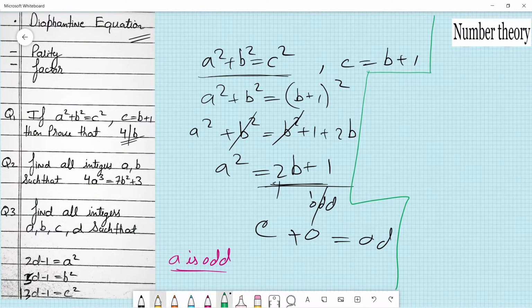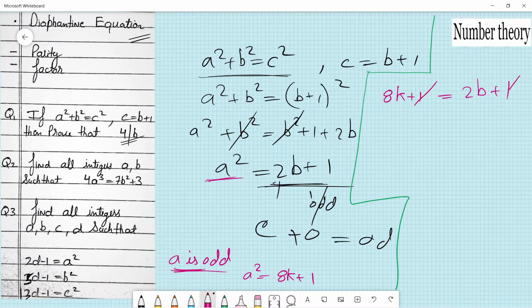Okay, now since a is odd, and the square of an odd number is of the form 8k plus 1, this we have learned in our very first video. If a is an odd number, then its square, a square, will be of the form 8k plus 1 for some k belonging to integers, of course. Okay, so in place of a square we can write 8k plus 1 equals 2b plus 1.